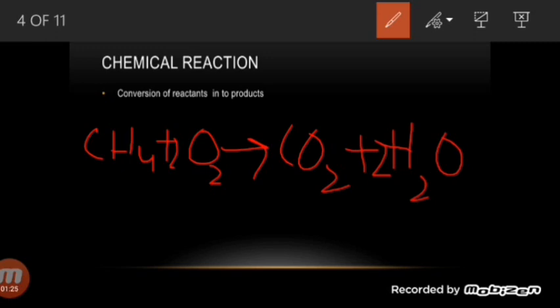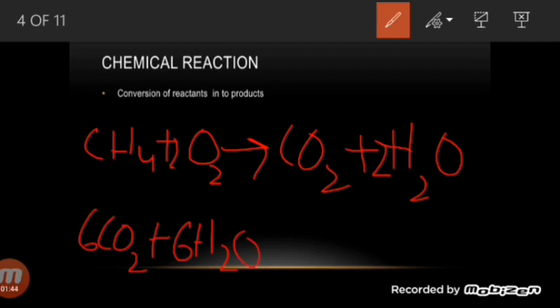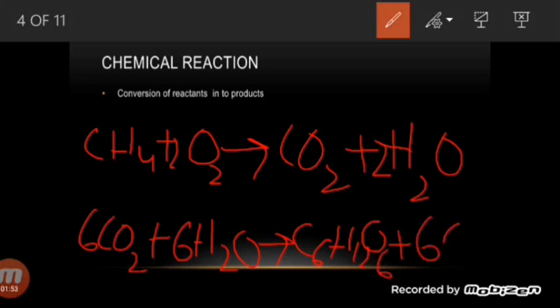Another example to understand chemical process is photosynthesis. In the presence of sunlight, plants convert carbon dioxide into glucose by a process called photosynthesis. So carbon dioxide reacts with water and produces glucose and oxygen. These are the equations which represent chemical processes.